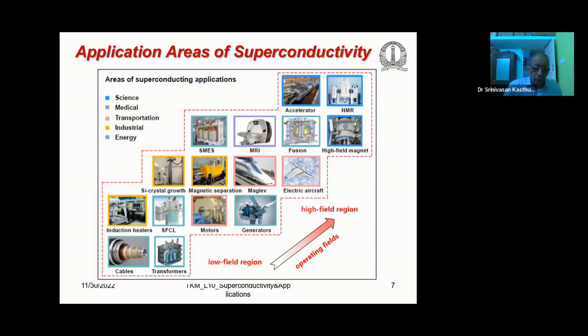Right. Okay, there are a large number of application areas. As you can see, you can go from low field region to high field region, or low field, no magnetic field to high magnetic fields. In the low magnetic field, for example, superconducting cables, transformers, then induction heaters, superconducting fault current limiters, motors, generators, then silicon crystal growth, magnetic separation, maglev, electric aircraft, etc. Then superconducting magnetic energy storage, MRI systems, fusion reactions, then high field magnets, NMR, and then accelerator, etc.